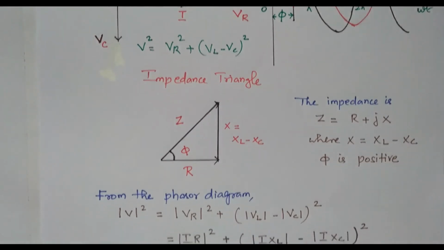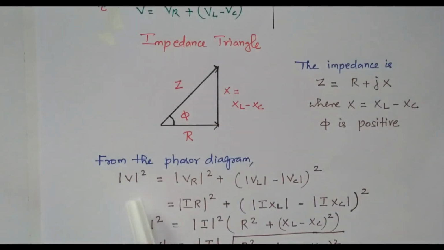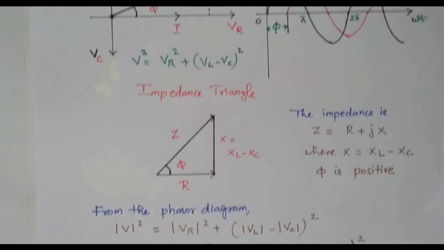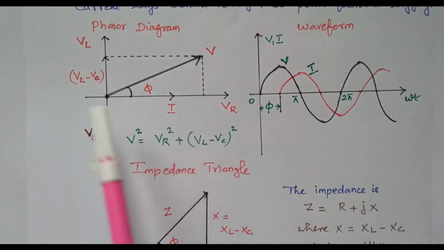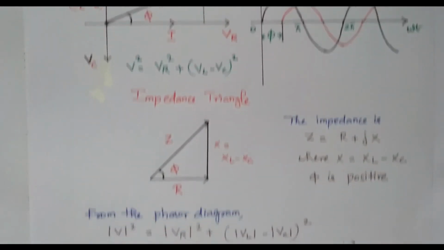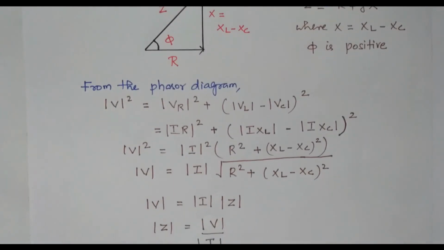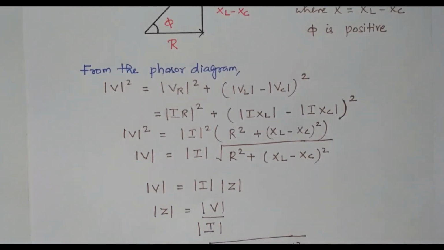From this diagram we can easily write that V square equals VR square plus VL minus VC, the whole square, from the phasor diagram. From the previous phasor diagram we can write this equation: V square equals VR square plus VL minus VC, the whole square. So we can go for further analysis.